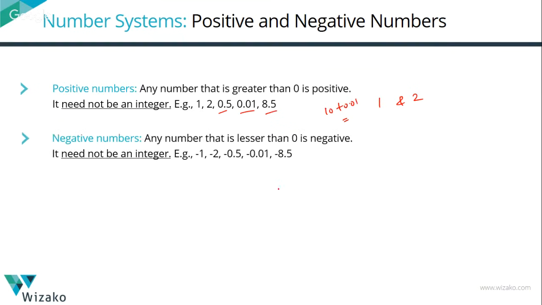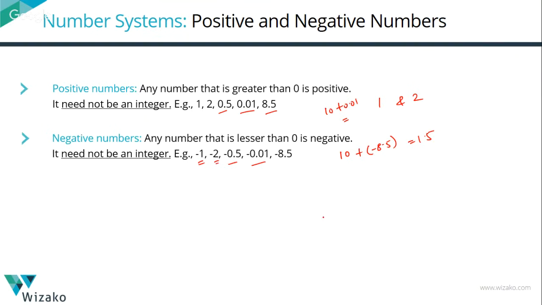Negative numbers, any number that's lesser than 0 is a negative number. Again, these need not be integers. They are integers such as -1, -2, you have -0.5, -0.01. All of these are negative numbers. You add a negative number to another number. Take a 10 and add a -8.5 to it. It will take away value from 10. It's going to result in a 1.5. The number reduces in value.